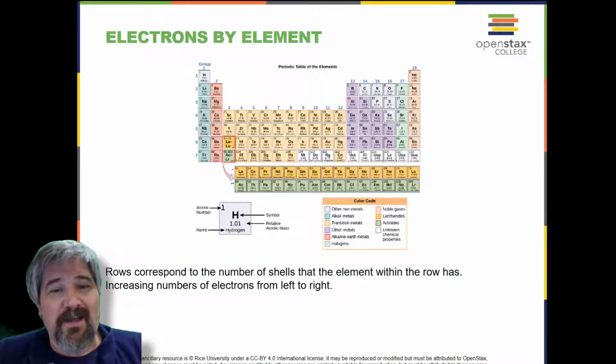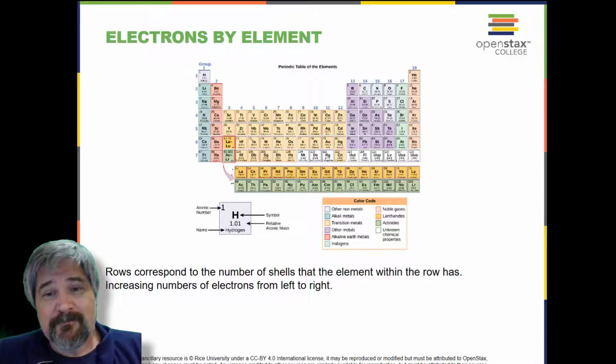Hydrogen has only 1 electron. Therefore, it has only 1 spot occupied within the lowest shell. Helium has 2 electrons. Therefore, it can completely fill the lowest shell with its 2 electrons. If you look at the periodic table, you will see that hydrogen and helium are the only 2 elements in the first row. This is because they only have electrons in their first shell. Hydrogen and helium are the only 2 elements that have the lowest shell and no other shells.